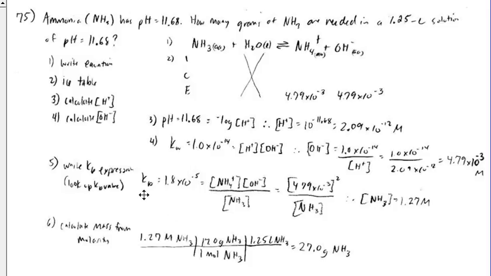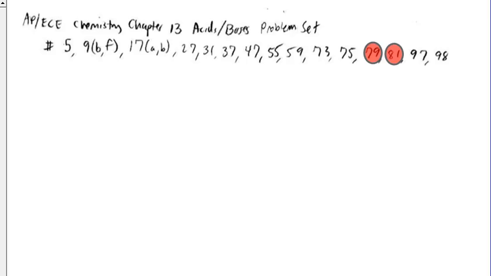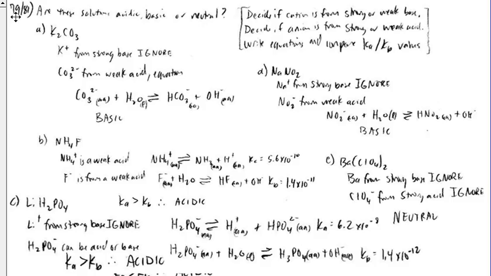Let's take a look at problem numbers 79 and 81. These are going to be like a tandem set of problems. They fit together nicely. In 79 and 81, you're asked to find out whether these solutions are acidic, basic, or neutral, and then you're supposed to justify why they're acidic, basic, or neutral.